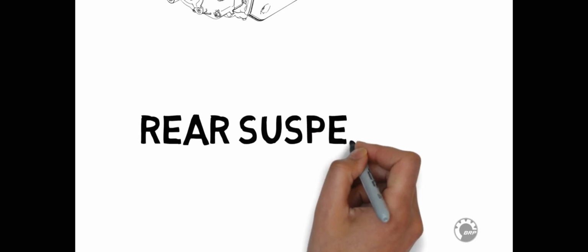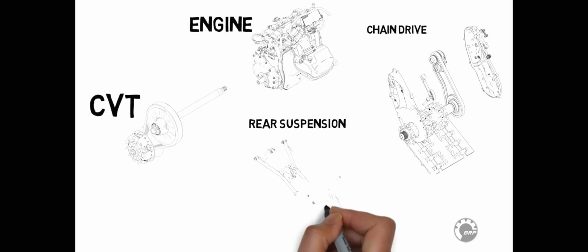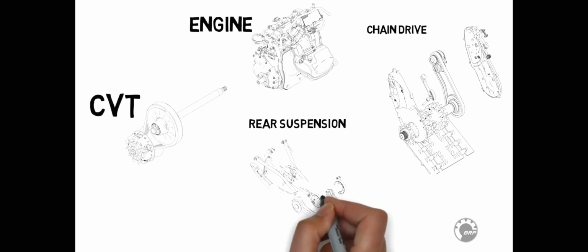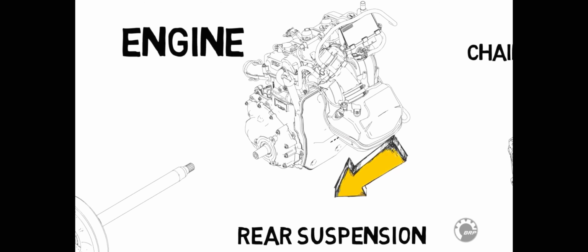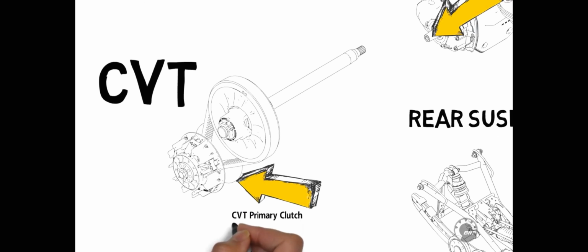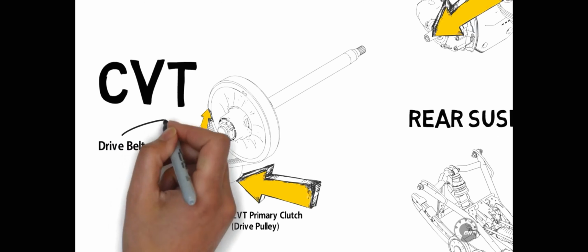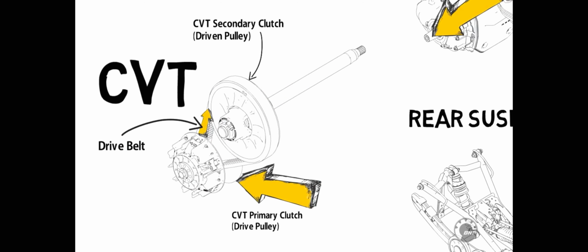A snowmobile's rear suspension must be included in any discussion of the powertrain, as it plays a vital role in assisting the track in delivering power to the ground. In a snowmobile, torque is transmitted from the engine to the CVT's primary clutch, through the drive belt to the CVT's secondary clutch. The secondary clutch is attached to and also drives a countershaft.